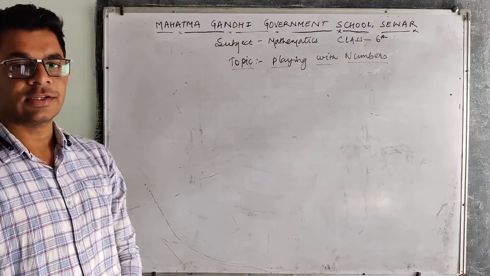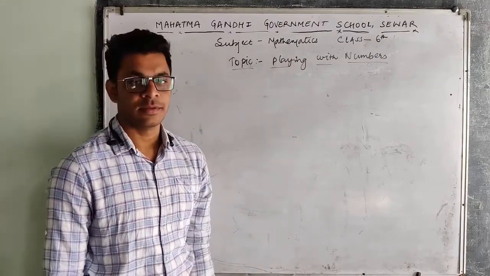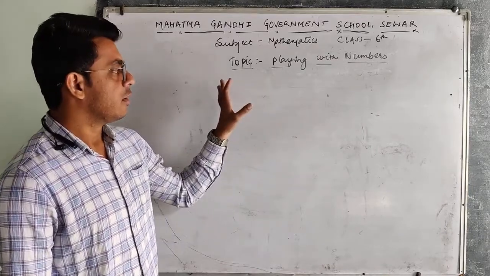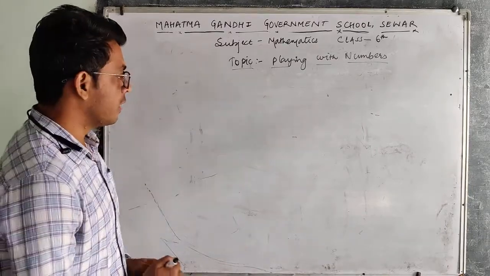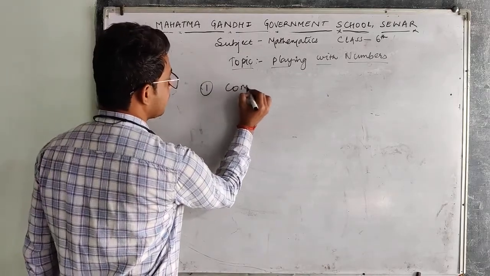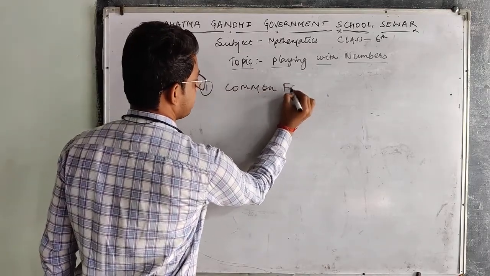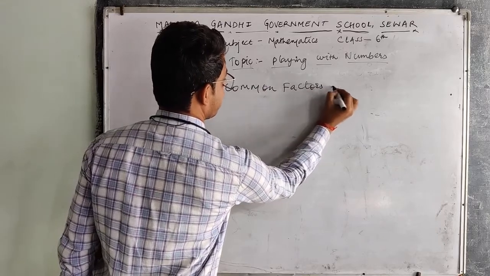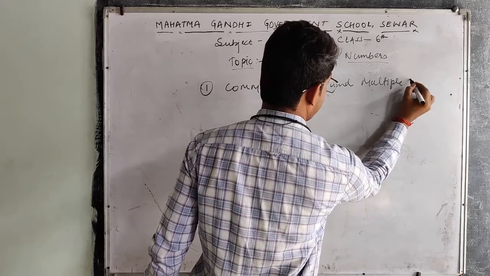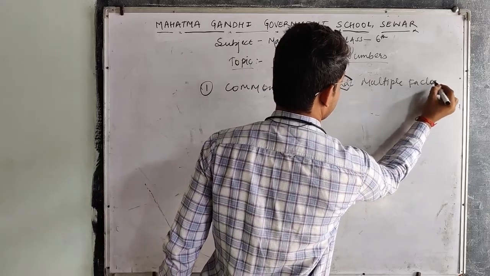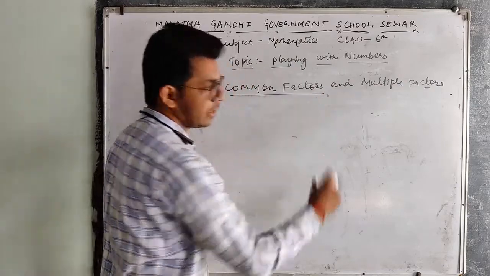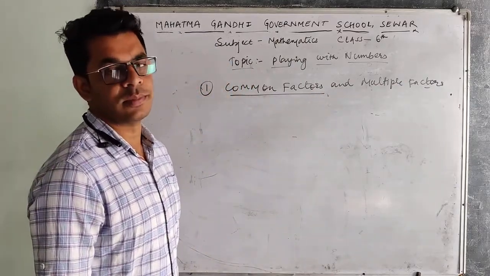We were discussing the topic playing with numbers. Now we are moving further. First of all, we are going to discuss common factors and common multiples. As the name suggests, common means anything common between two numbers.